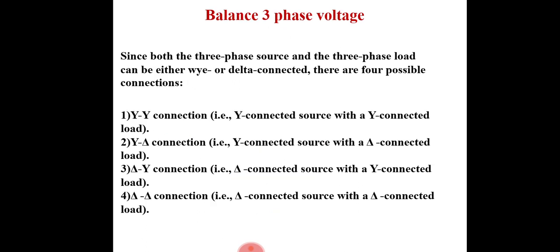Since both the three-phase source and the three-phase load can be either star or delta connected, there are 4 possible connections. First is star-star, meaning a star connected source with a star connected load. Second is star-delta, meaning a star connected source with a delta connected load. Third is delta-star, meaning a delta connected source with a star connected load, and last is delta-delta, meaning a delta connected source with a delta connected load.